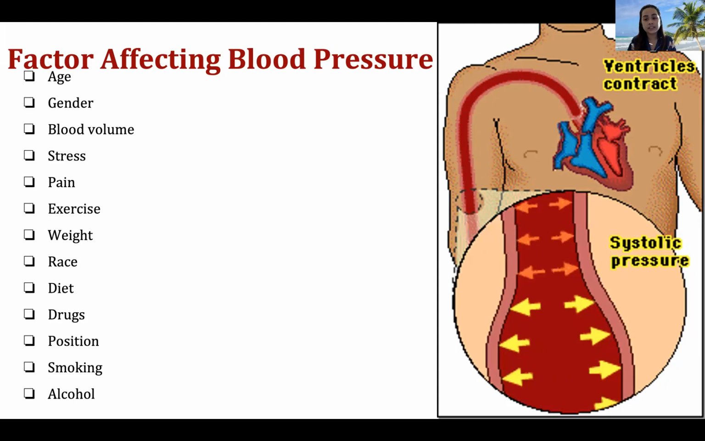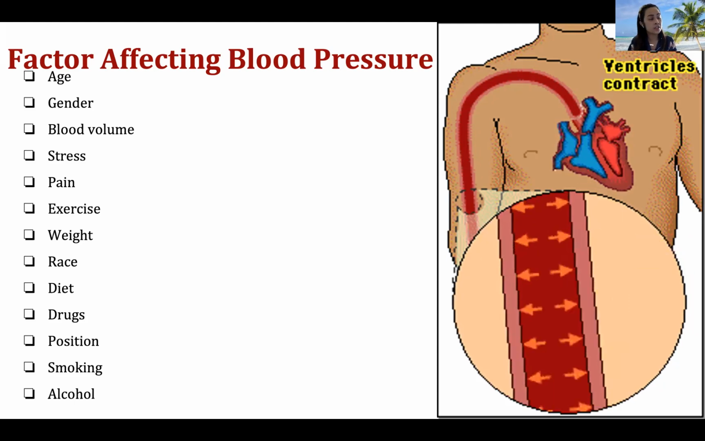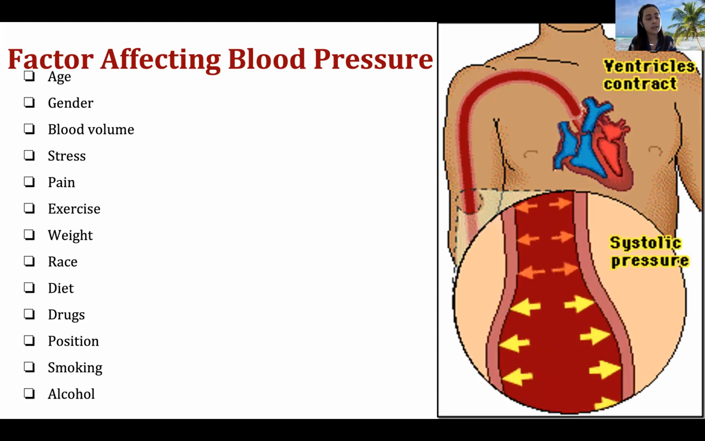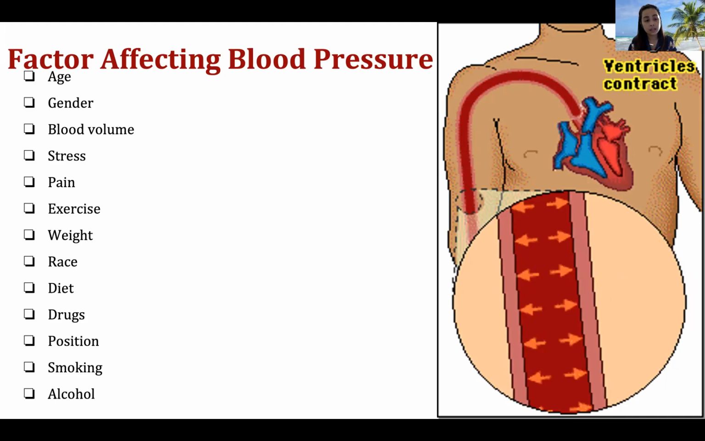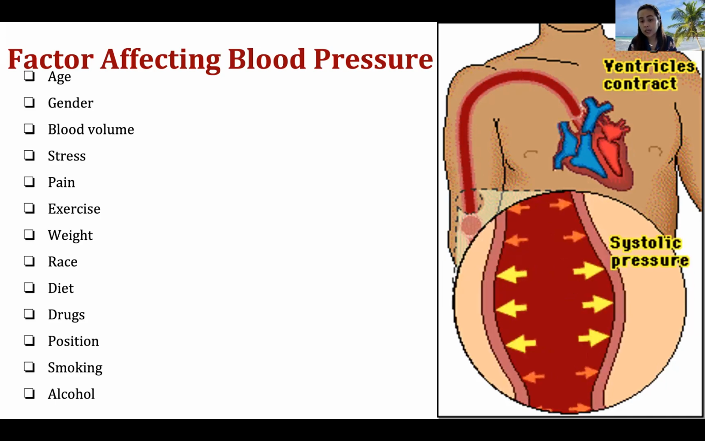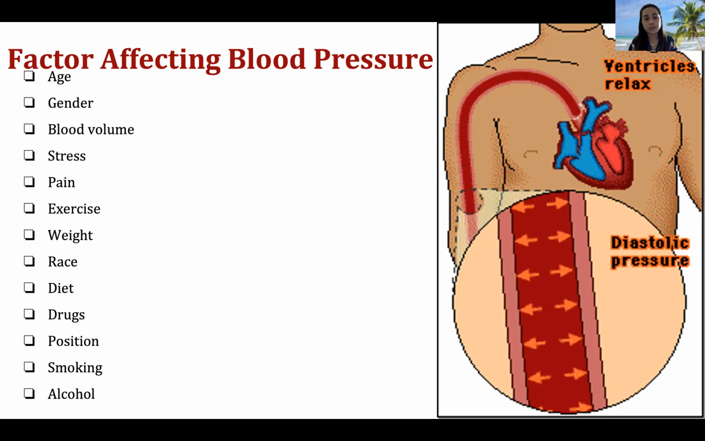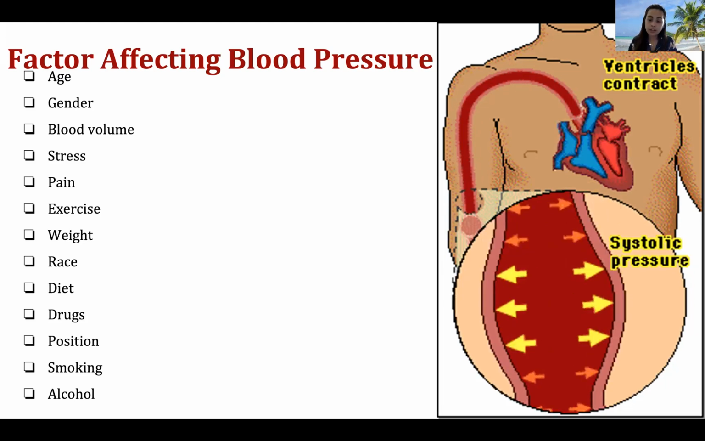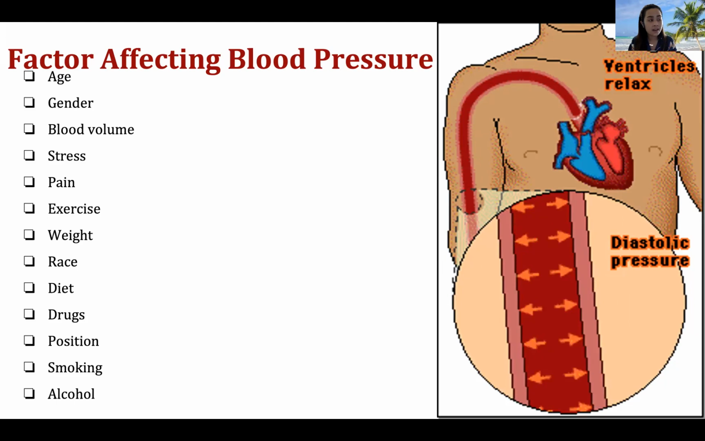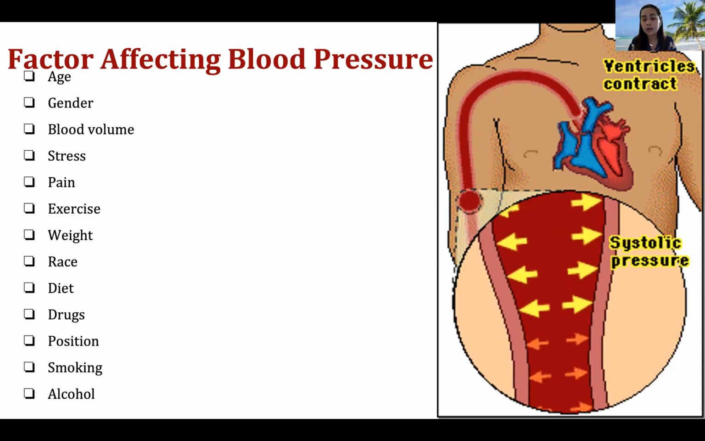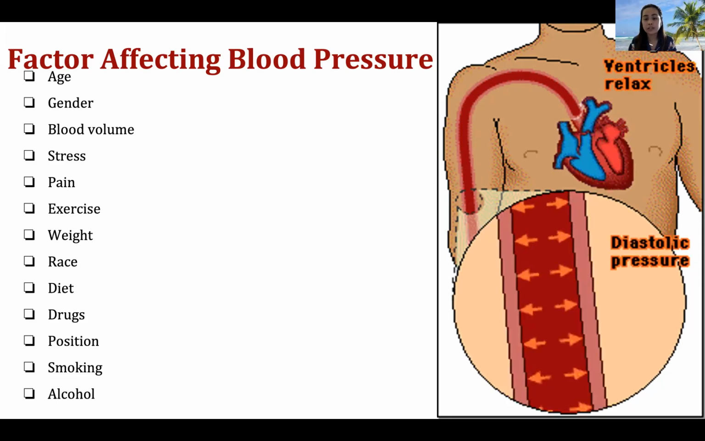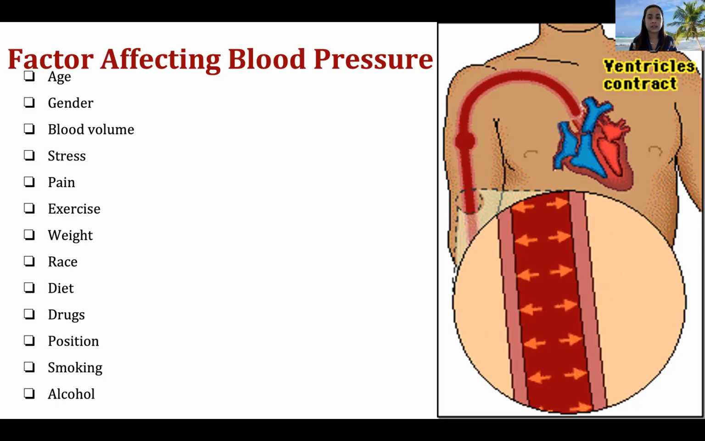Exercise. As you generate heat, as you generate energy, the blood pressure will be high. Weight. If you are overweight, your blood pressure will be high because your blood vessels will have more clots. So the blood will have difficulty going through the blood vessels. Compare if you are underweight or with normal weight.